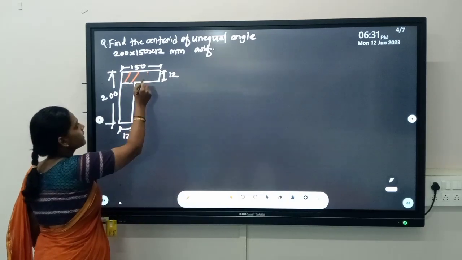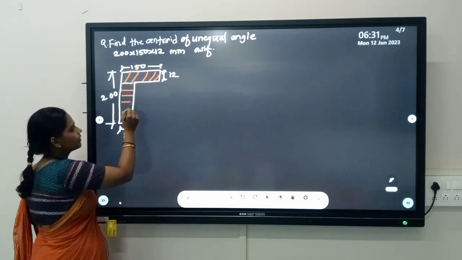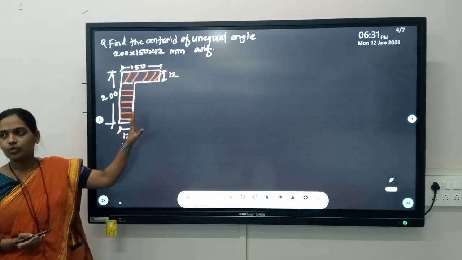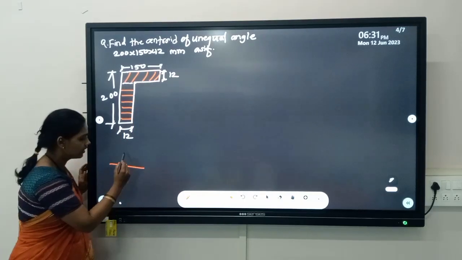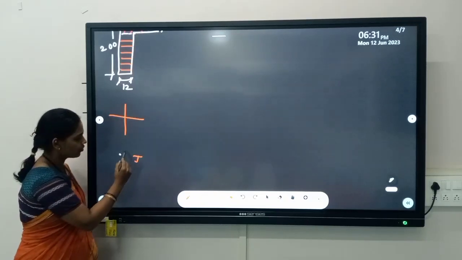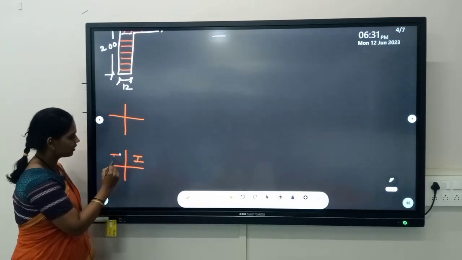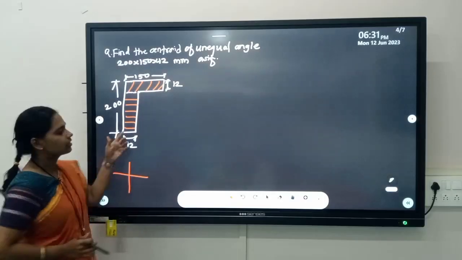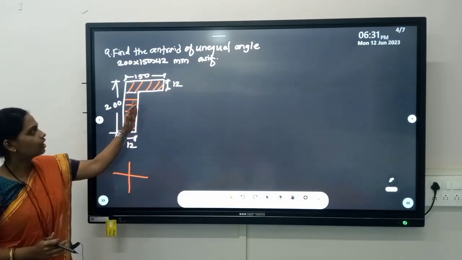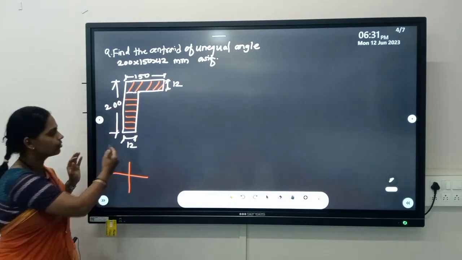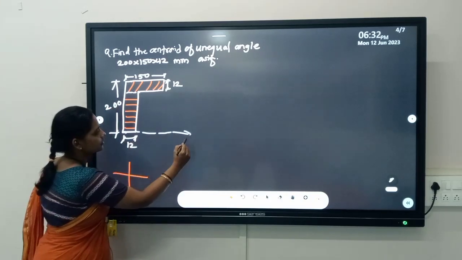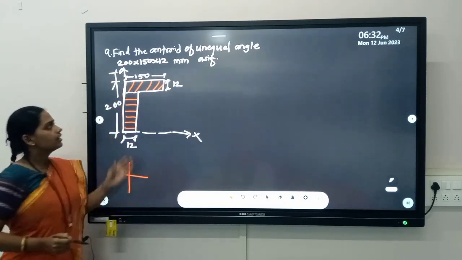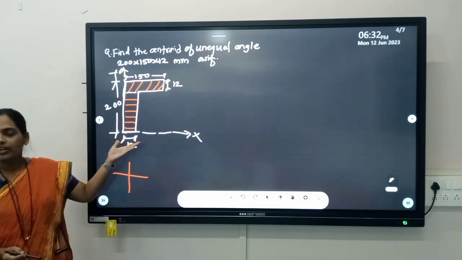Yes, first rectangle, then second rectangle. Step number 2 is just put the given figure into the first quadrant. What are the quadrants? This is the first quadrant, second quadrant, third quadrant and fourth quadrant. Just locate the x-axis and y-axis. The leftmost part will be your y-axis and the bottommost part will be your x-axis. Okay, then we have already bifurcated the location for the centroid.